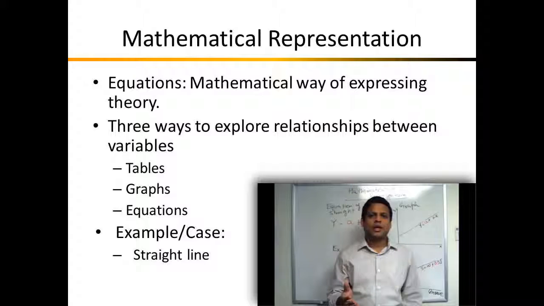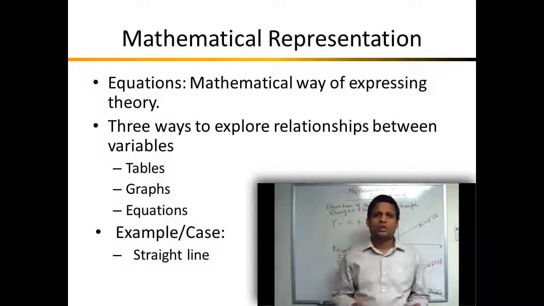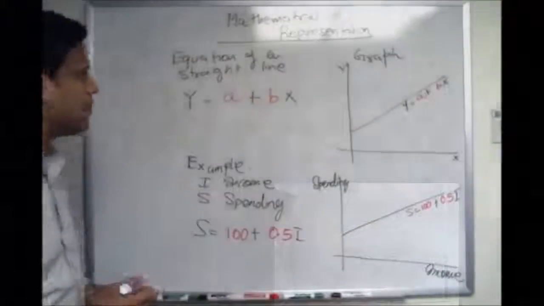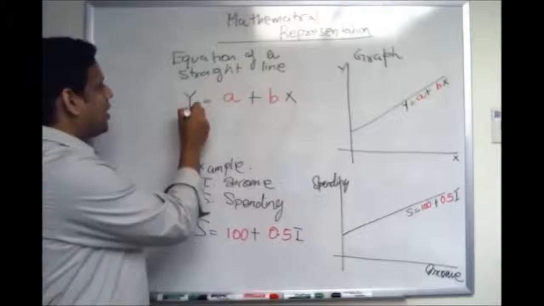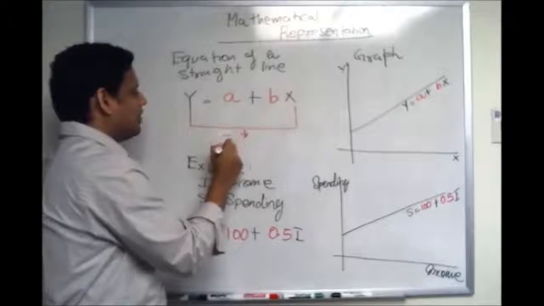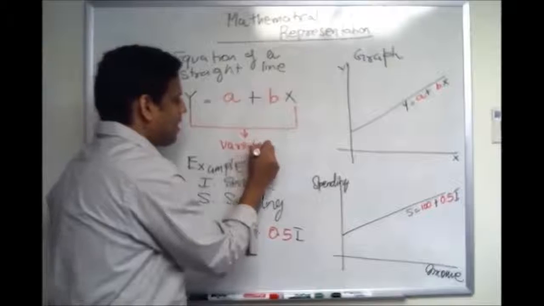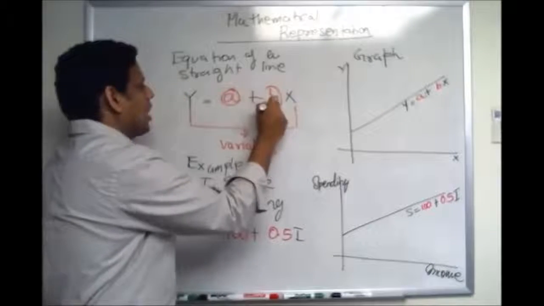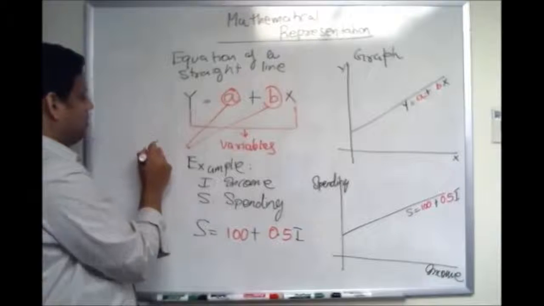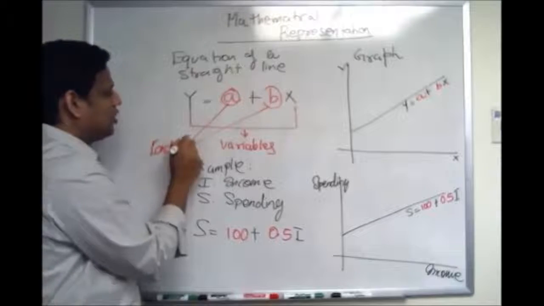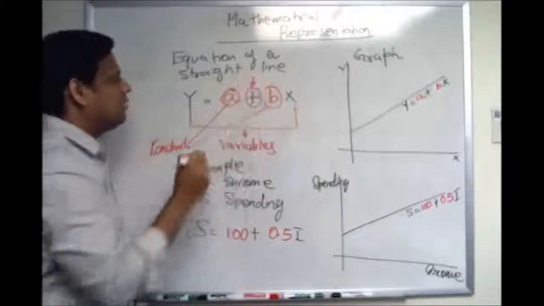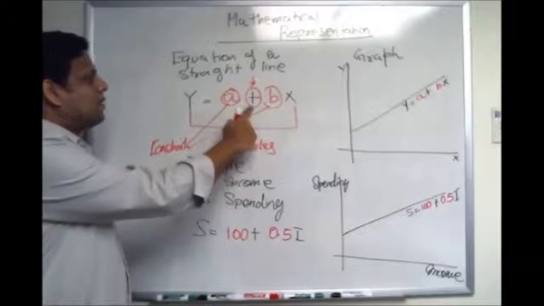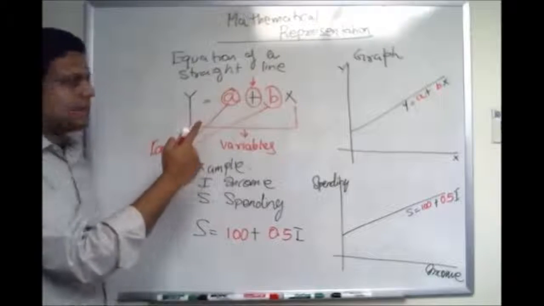So let's consider a simple case of a straight line. We use the equation of a straight line to express the idea or the relationship between two variables. Let's understand the components of a straight line. Here is the equation of a straight line, y = a + bx, where y and x are my variables of interest, and a and b are the two constants expressing that relationship between the two variables. The plus sign represents a positive relationship between the two variables y and x.